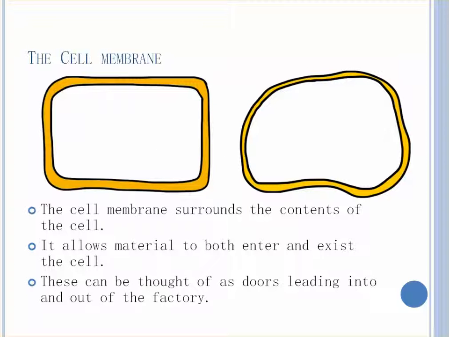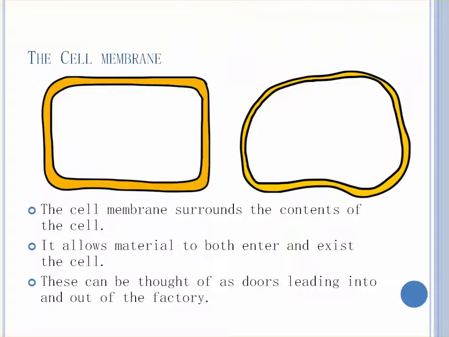The cell membrane. The cell membrane surrounds both the plant and animal cell and its contents. It allows material to both enter and exit the cell. These can be thought of as the doorways into the factory.